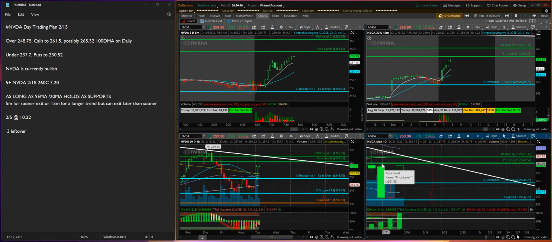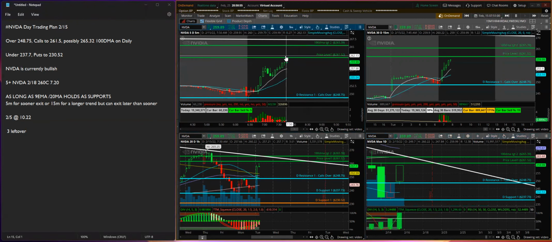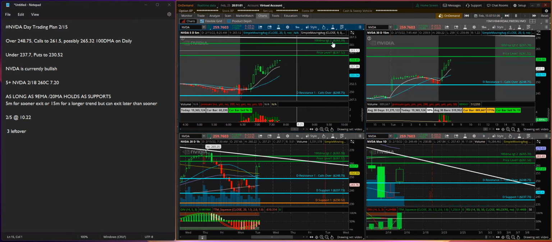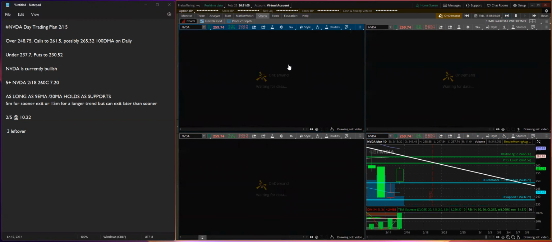This could be a wall that bears will take over and start making that 261.50 as resistance and reject and come back down. That's a possibility. So that is why I'm going to take 2 more off the table and let 1 ride, just in case we get that 261.50 break and push towards 265.40. So let's go ahead, skip ahead one more time and see what happens from here.